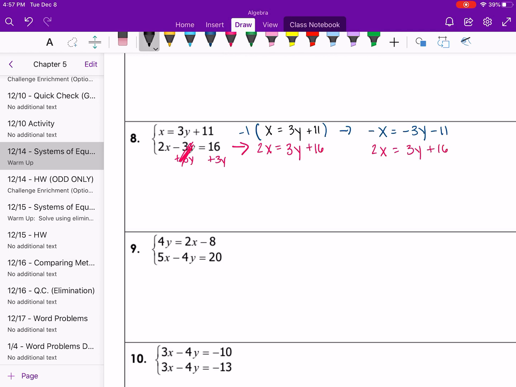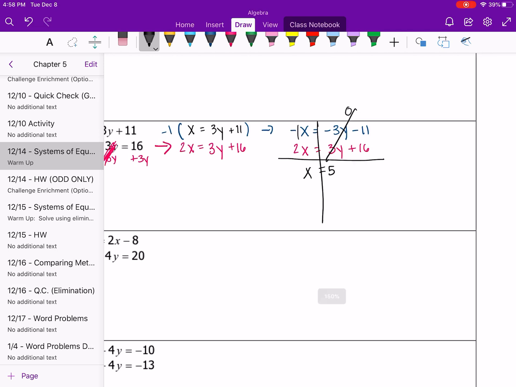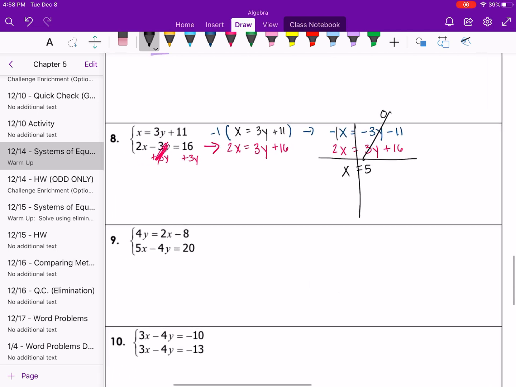I'm going to combine all of these together. Negative 1x plus 2 would just give me 1x. Look at that, x is already isolated. That actually worked out nicely. Negative 3 plus 3 is just 0, so that's gone, cancels out. And then negative 11 plus 16 is 5. Look at that, that was super simple. So I have that x equals 5.